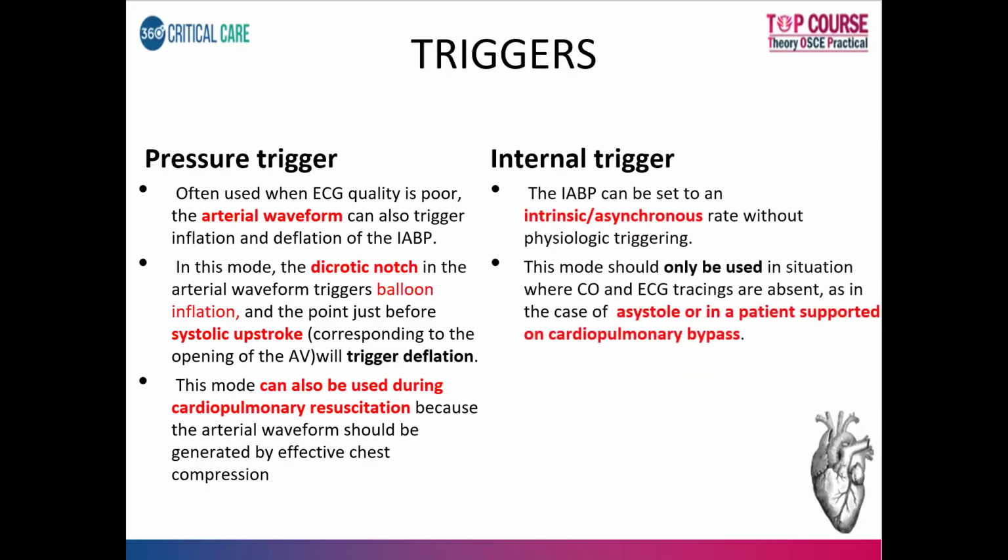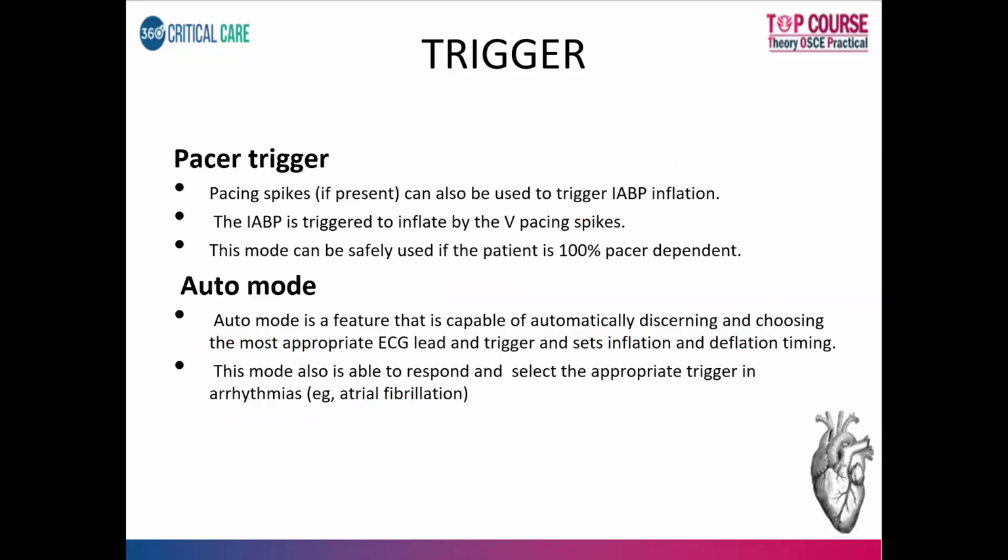It can be an internal trigger, which is asynchronous, and it can usually be used in a patient with asystole or a patient who is on cardiopulmonary bypass. Another type of trigger is the pacer trigger. With the pacer trigger, the IABP inflates with the ventricular pacing spike. This mode can be safely used when the patient has 100% dependency on the pacemaker. If the patient has some intrinsic cardiac rhythm, the augmentation would probably not be as good. Coming to auto mode, the trigger factors keep changing according to the hemodynamic profile as well as any arrhythmia status of the patient. So it is better to use auto mode.